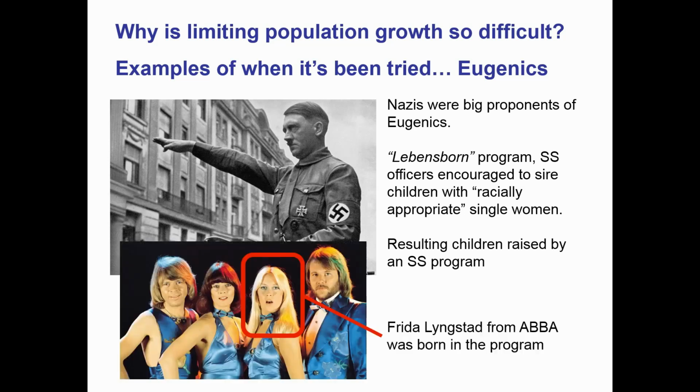One of them, who is the most famous, is Frida Lyngstad from ABBA. Frida was actually born as part of the Lebensborn program. Her mother was Swedish, her father was an SS officer, and her mother was moved into Nazi Germany, bred with an SS officer. However, she was then subsequently smuggled out of the program later and was raised in Sweden. Anyone who's seen Mamma Mia, that's where ABBA comes from. That's where ABBA produced many of the songs that were in the Mamma Mia movies, and it's just worth thinking about who these people are when we're talking about these sort of programs. Eugenics, as a consequence, was highly controversial.